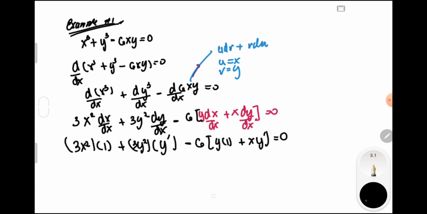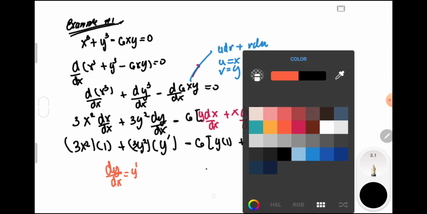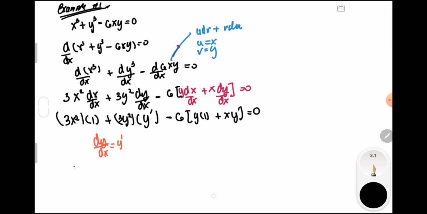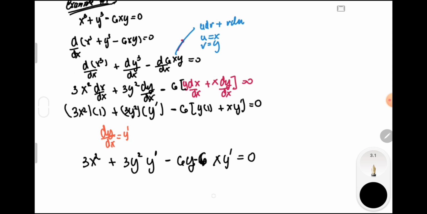So our main goal here will have yung ating dy over dx, which is equal to our y prime. So in this, we'll have a value equal to 3x squared plus 3y squared y prime minus 6y plus minus, I should say, 6x y prime equals 0.